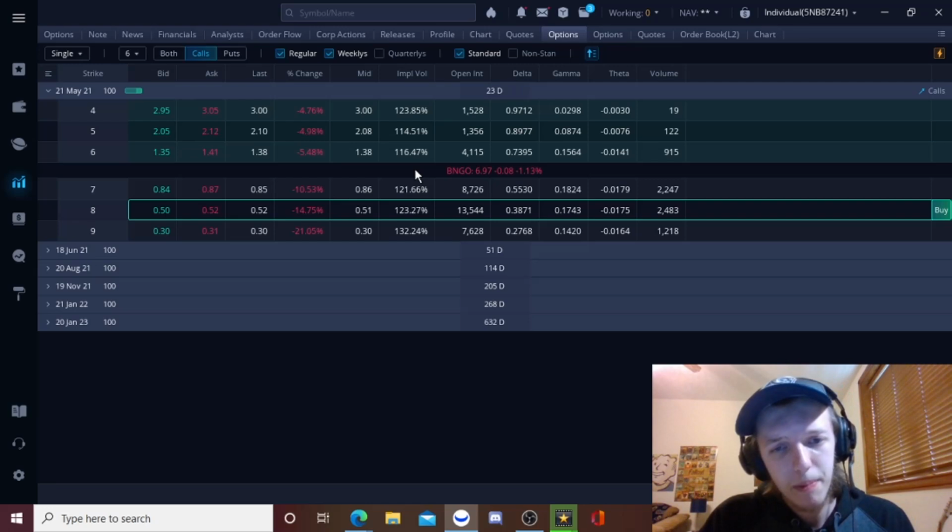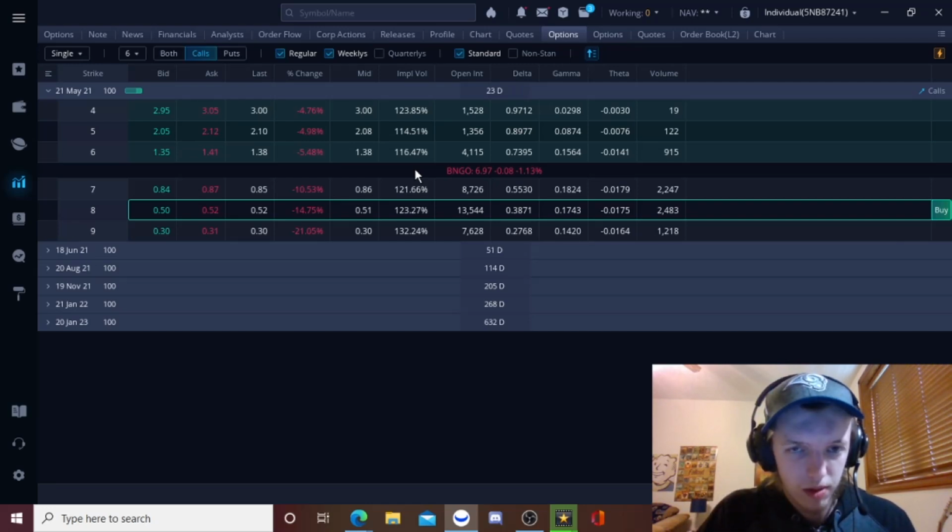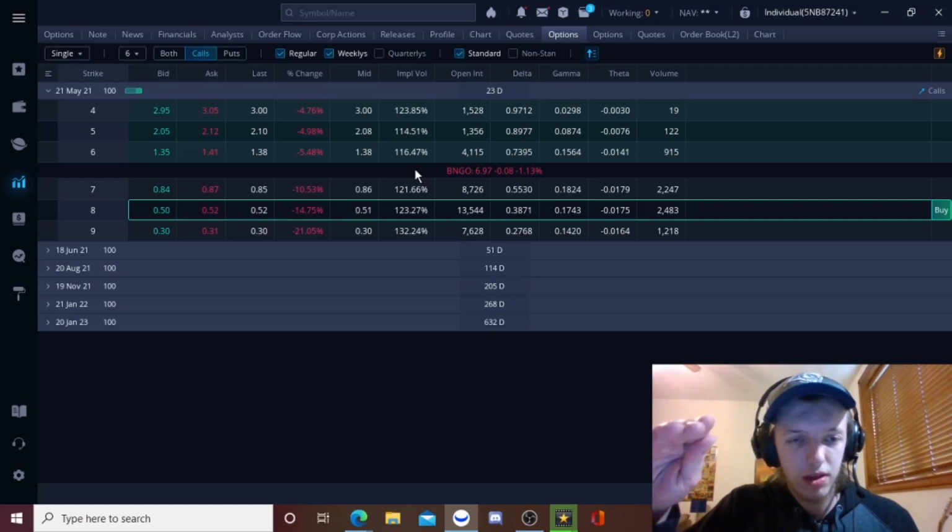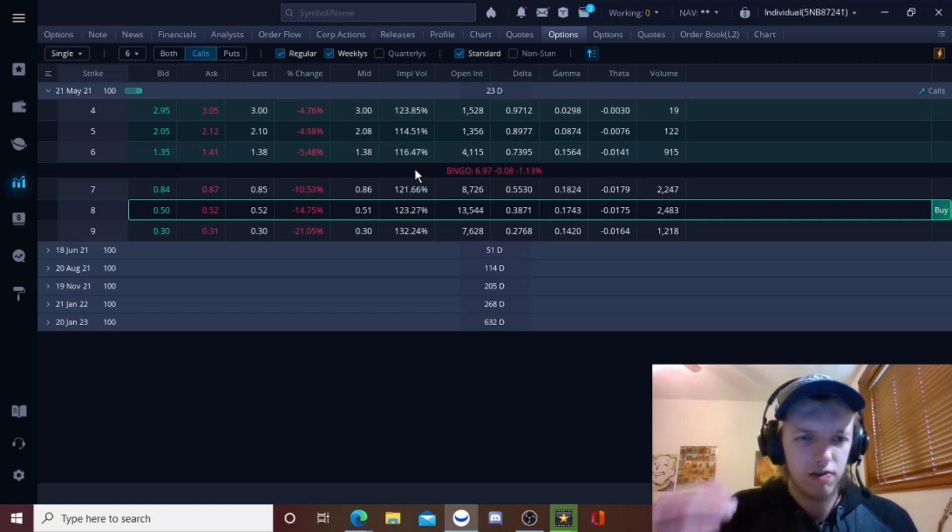Basically, the farther out you go in terms of strike price, the lower the premium and the higher the reward chance. So you may be thinking, wow, I pay less money on the premium and get a higher reward. That's awesome. I'm going to do that all the time.